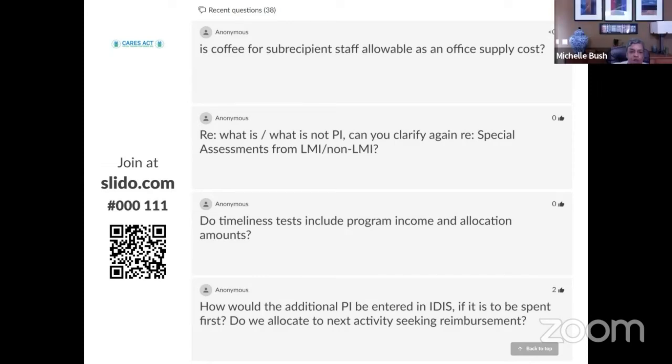Okay, here's a good one. Is coffee for subrecipient staff allowable as an office supply cost? I think the answer to that is no, because food is not allowed.